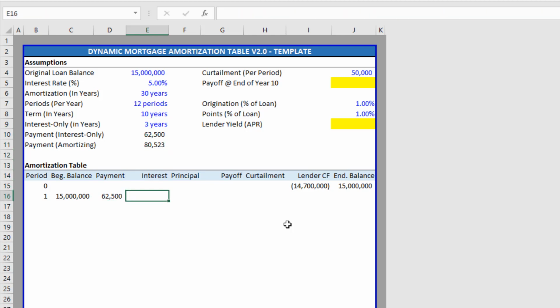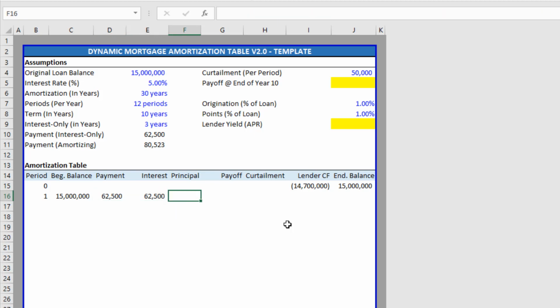Okay. Next, we have the interest owed in this period, and that's a fairly simple one. So we go equals. First, ask, should this cell be blank? If not, then we simply take the beginning balance, we multiply it by the interest rate, and we divide that by the number of periods in the year. Close parentheses. 62,500. Now, again, we're in the interest-only period. Therefore, the payment should equal the interest.